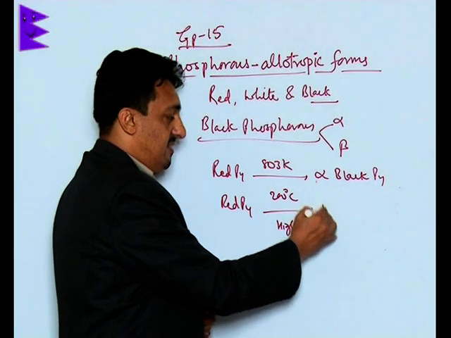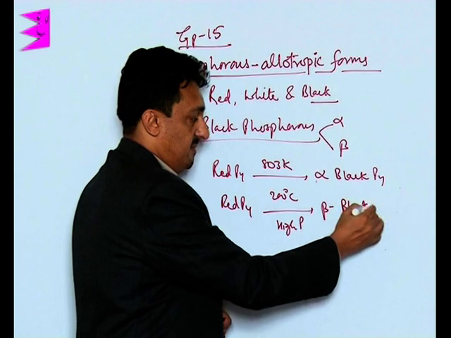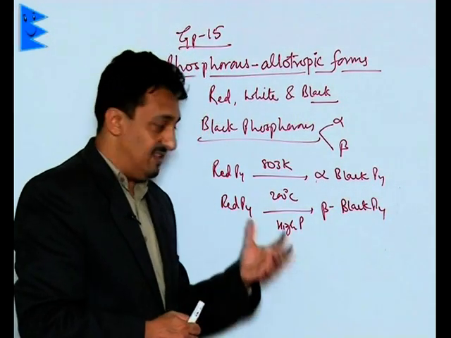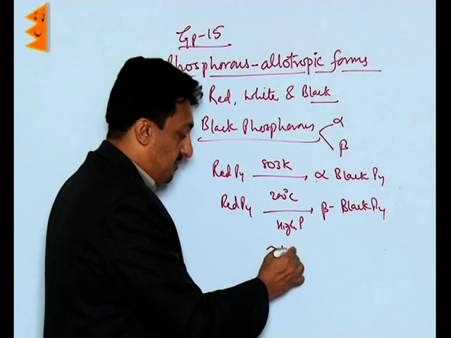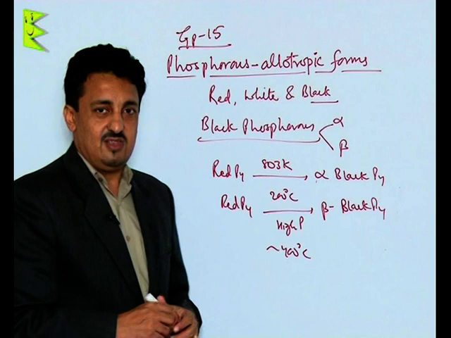Similarly, when red phosphorus is heated at around 200 degrees Celsius under very high pressure, it changes to another form which is called beta black phosphorus. This beta black phosphorus doesn't oxidize till a temperature of around 400 degrees Celsius. So this is how these are its three major allotropic forms.